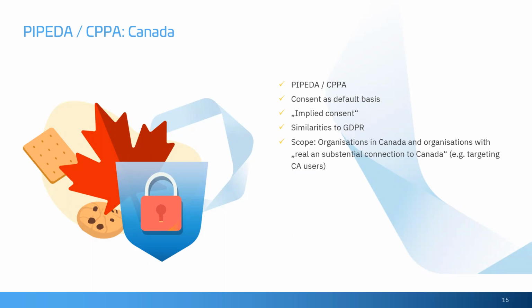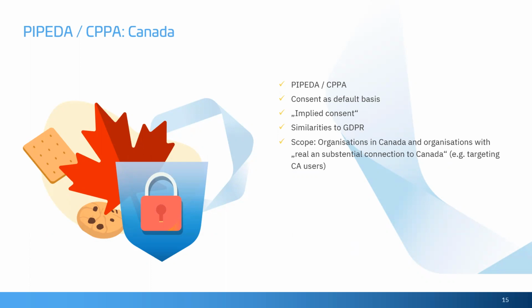Canada has something called implied consent. It's not 100% the equivalent of legitimate interest, but it's similar, but not the same, as they say. So there are situations where you can assume that consent would be given. As I said, it's quite similar to legitimate interest, but not the same.